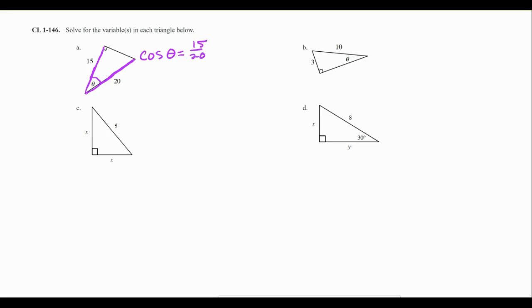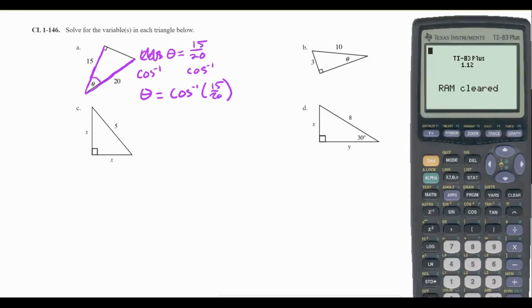I've got to solve for theta here, and since I'm looking for the angle, I know I'm going to need the inverse of cosine. What that means is I want to get rid of the cosine, and the only way to do that is to take the inverse of cosine on each side. So really I've got the angle equals the inverse cosine of 15 over 20. Now, if you had a no calc test on this, you could just leave your answer as so, and in this situation, I have a calculator here that I'm going to go ahead and use.